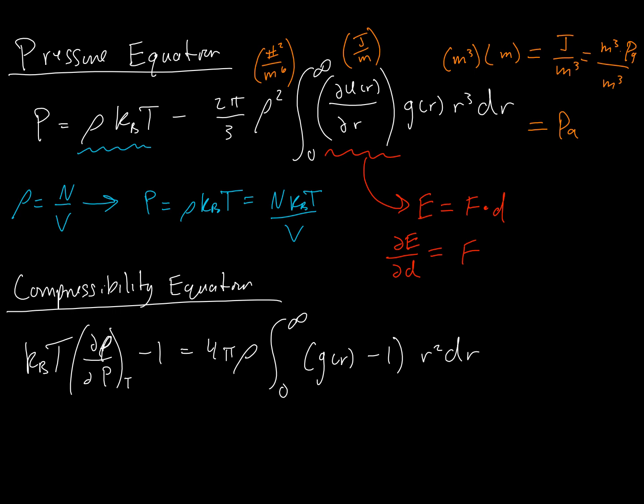So the compressibility equation is an alternative to the pressure equation, because you don't need a pair potential to evaluate it, but you would have to redo your simulations at several different densities or pressures in order to evaluate the expression, because you'd have to integrate this expression in order to solve for the pressure. So if you had a pair potential, you could just use the pressure equation.